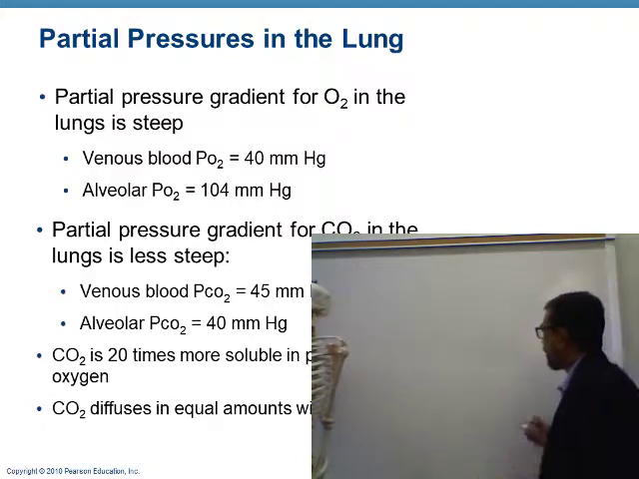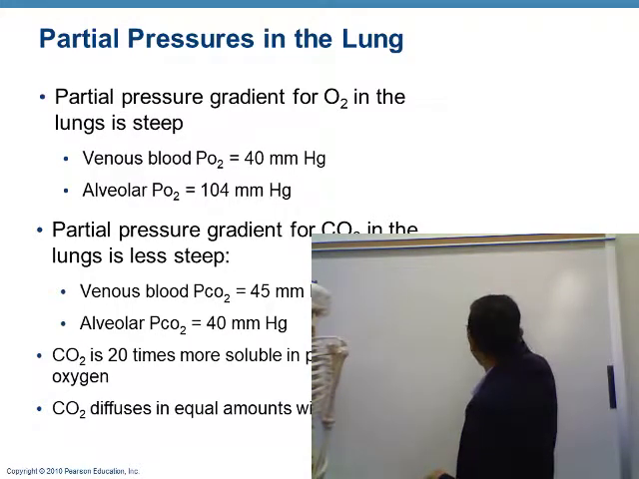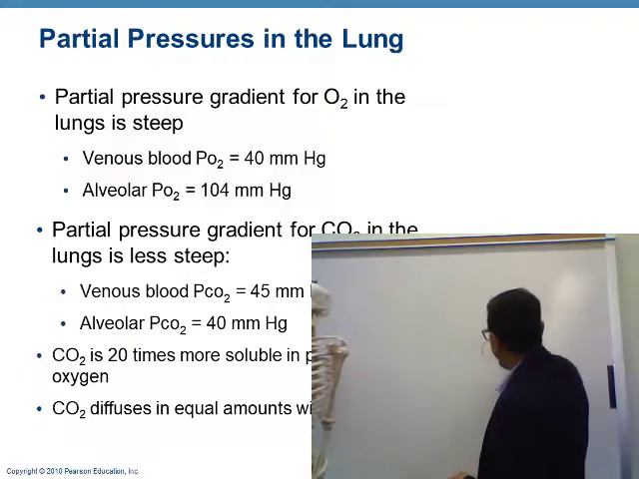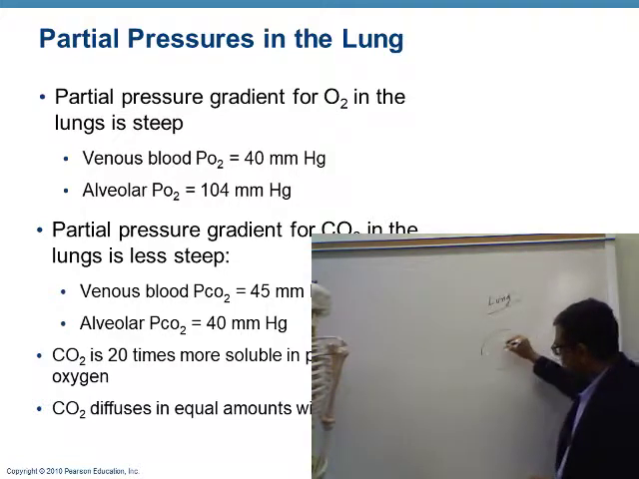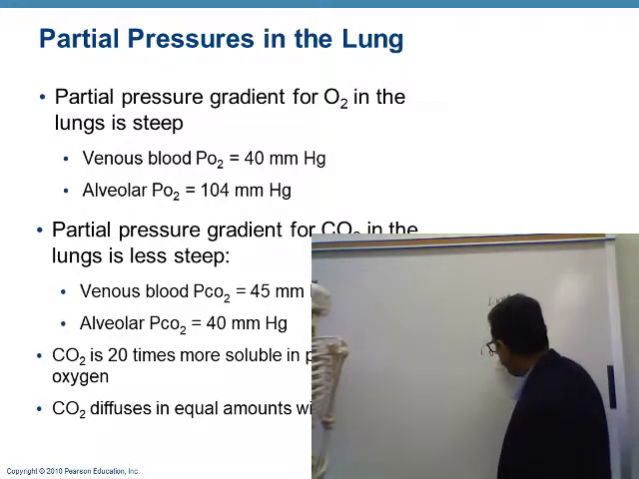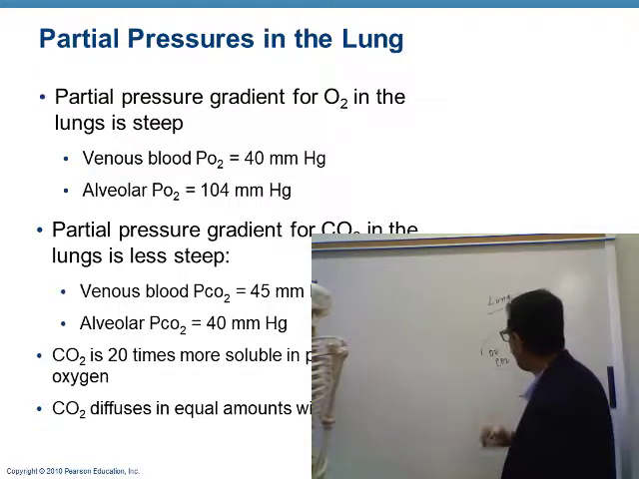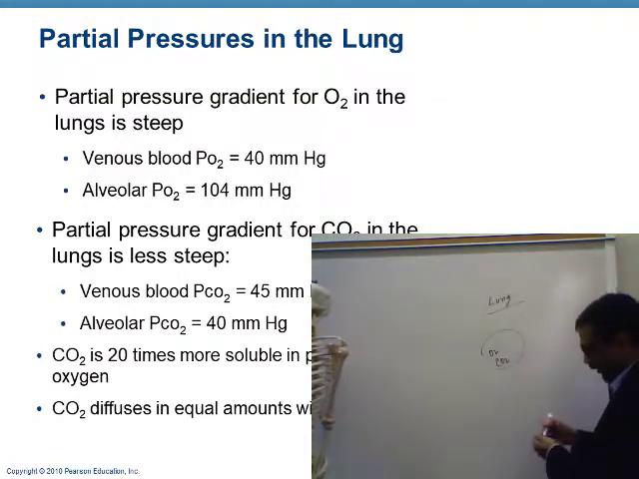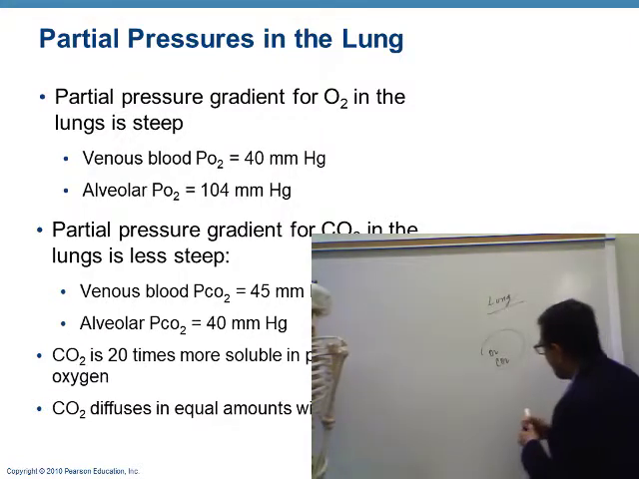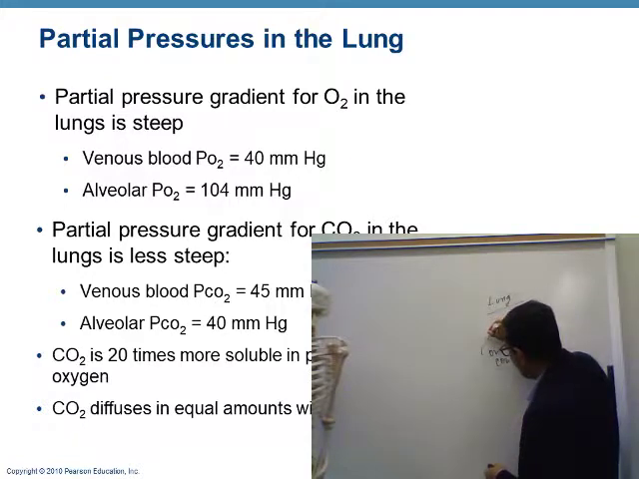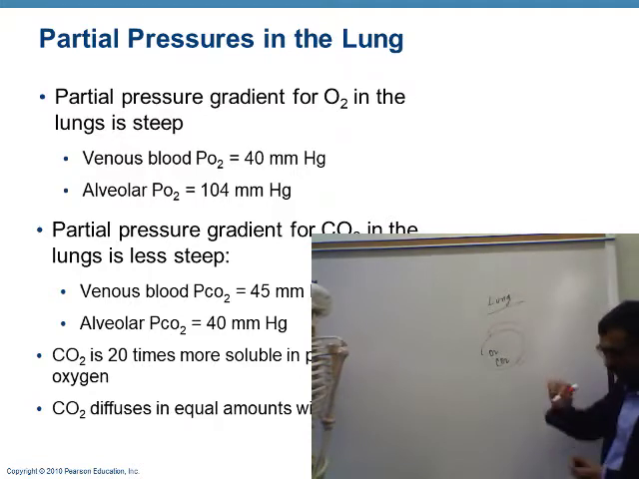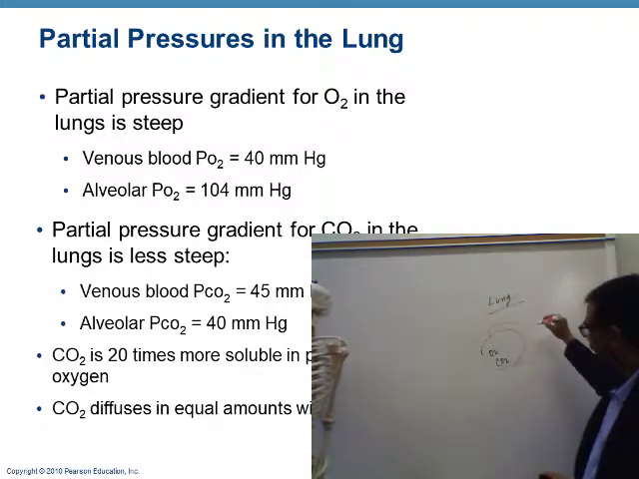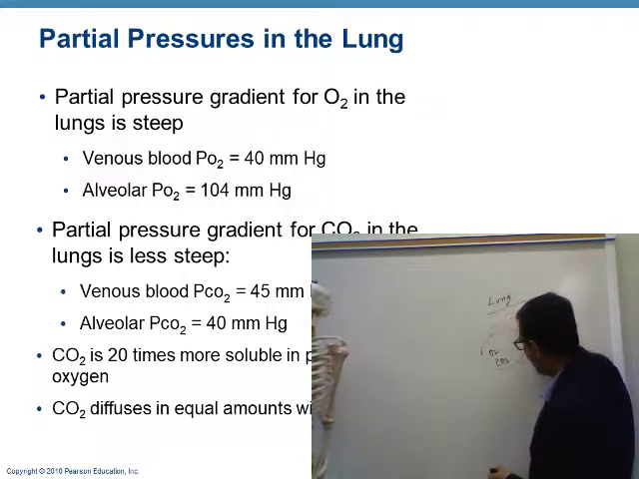First, let's talk about the lung. Okay. Inside the alveolus, the pressure of oxygen and carbon dioxide. And you know that on the surface of the alveolus we have the capillary. We had talked about that in the last class, and blood is here. So this is blood.